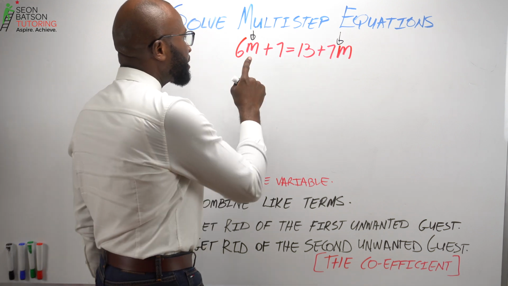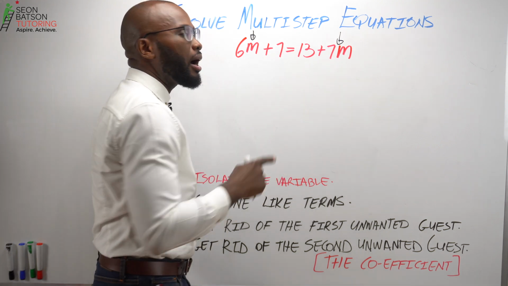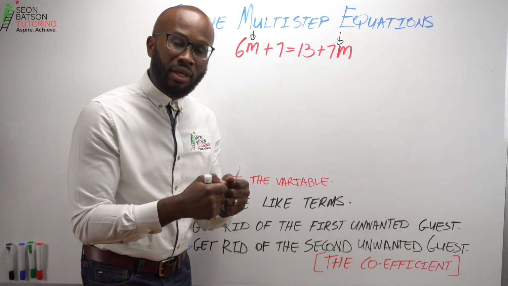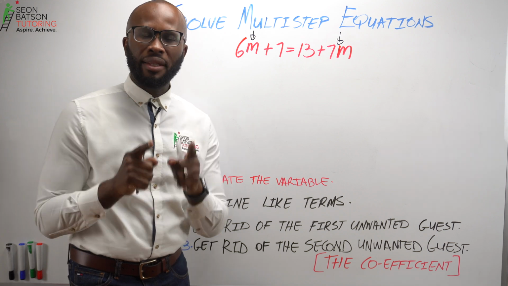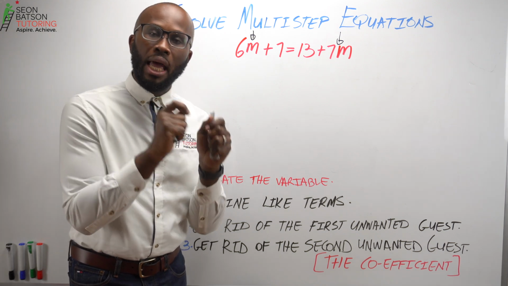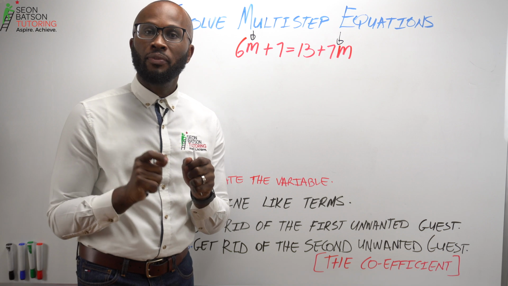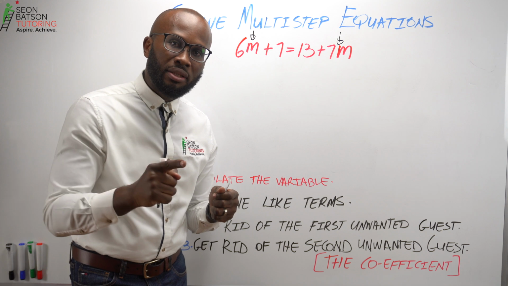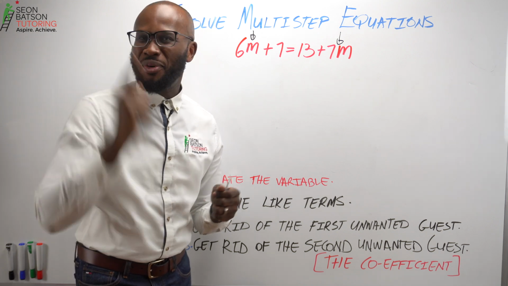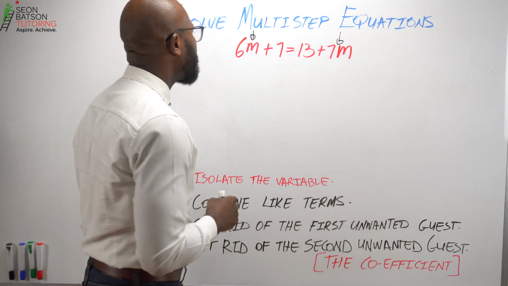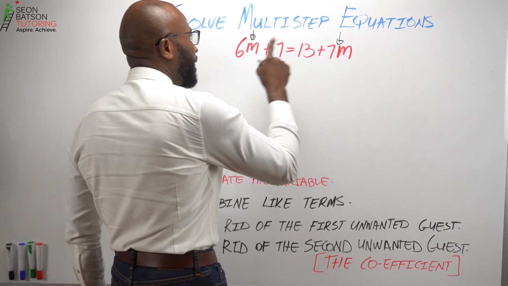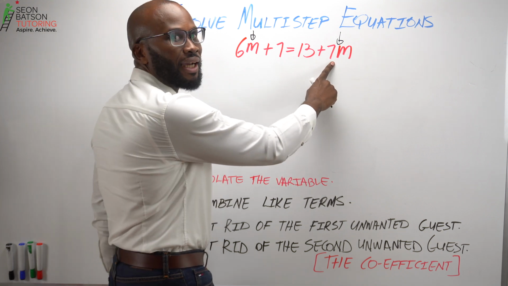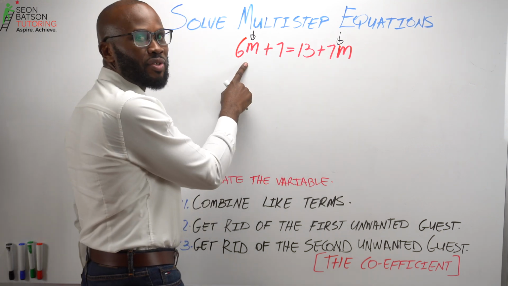Now, since 6m and 7m are on opposite sides of the equation, we will have to use the opposite operation to combine them. Very important. Whenever you want to combine terms that are on opposite sides of an equation, you must use the opposite operation. Yes? So let's go. To combine 6m and 7m, I will simply move 7m from the right side and bring it over to the left side.